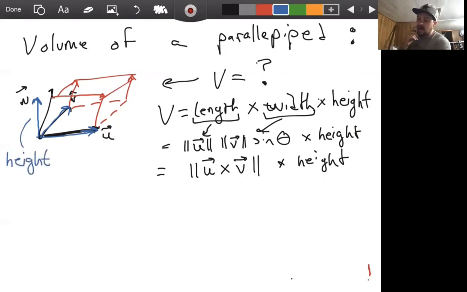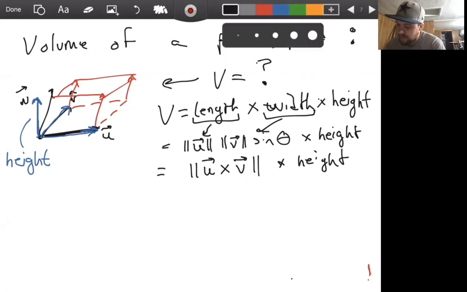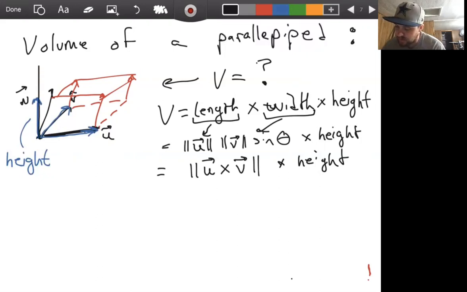But how do we compute the height? Well, we can find a vector that's orthogonal to both U and V by the cross product, right? So the cross product will get us some vector that's perpendicular to both U and V. This is U cross V. However, it may not be exactly the height of the parallelepiped. How do we scale this cross product to the height of the parallelepiped?